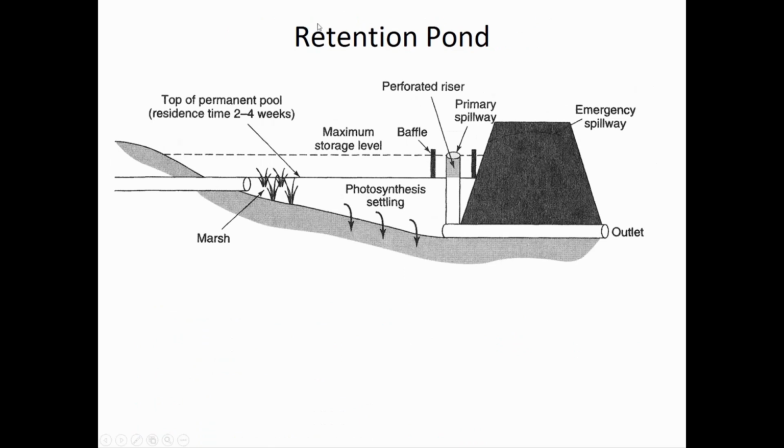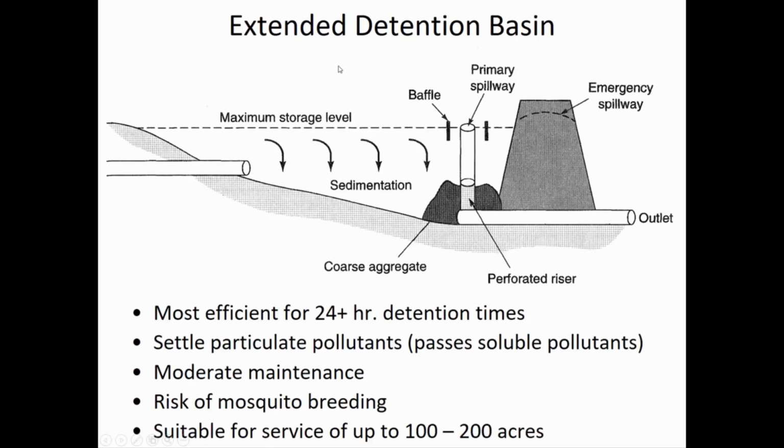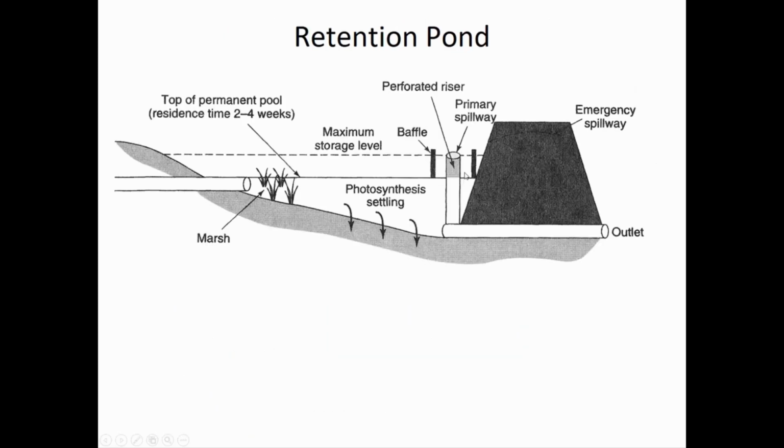In contrast to the extended detention basin, look at where the perforated riser is. In the case of a retention pond, the perforations are at the top of the pipe. So no water is going to be leaking out during the storm. It's only when the water level gets above those perforations that the outflow will begin. And so a typical residence time, the average time a water particle spends in the pond, would be 2 to 4 weeks.